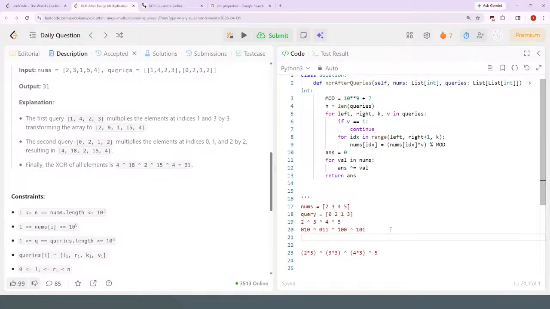So if we multiply it by 3, it becomes 6, right? So 6 is going to be 1, 1. Okay, I think I need 4 bits here. So 6 is going to be 0, 1, 1, 0. So 4 plus 2. 9 is going to be 1, 0, 0, 1. 12 is going to be 8 plus 4. And 5 is going to be 0, 1, 0, 1.